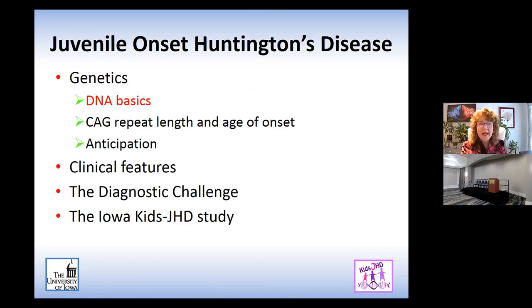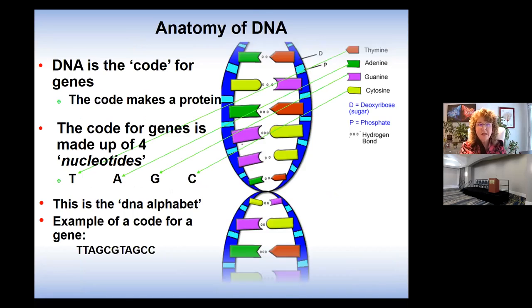So what about DNA basics? Very, very basic level. So this is anatomy of DNA. Like I said, most of you probably already know this, but it's good to review. I always like to review it myself. So DNA is code for the genes, and it's really like an alphabet. This code makes up a protein, and the code is made up of genes, and there's 4 nucleotides, T, A, G, and C. That's all there are. It's 4 words in an alphabet.